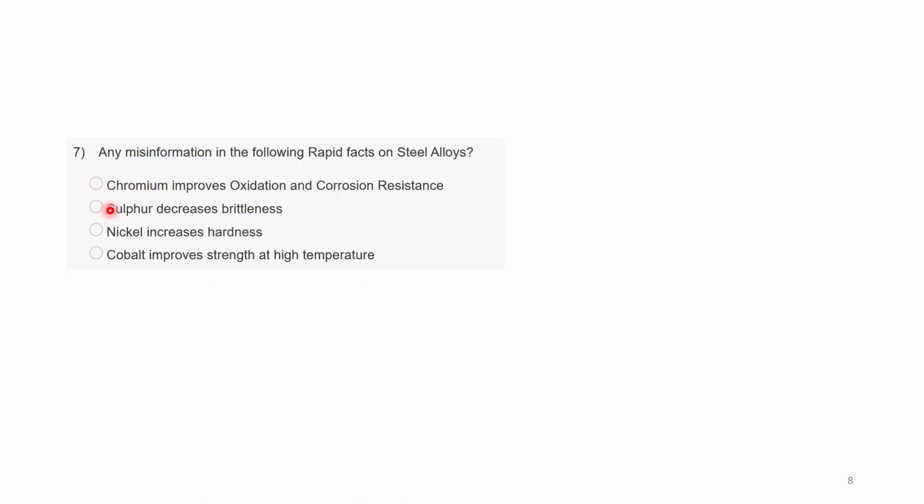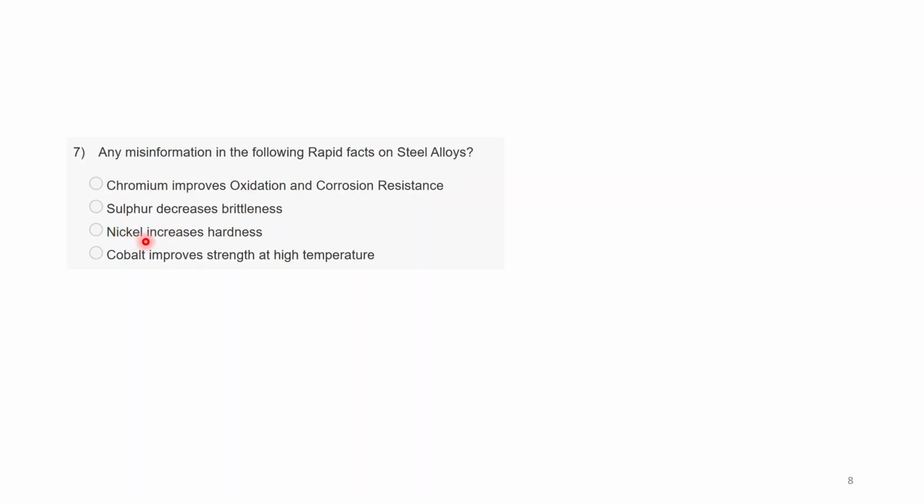That's why chromium is also added in stainless steels along with nickel. Next is, sulfur decreases brittleness. When sulfur is added in steel, it basically increases brittleness, so this is a wrong statement. The other one is, nickel increases hardness. Nickel also increases hardness, that is a correct statement.